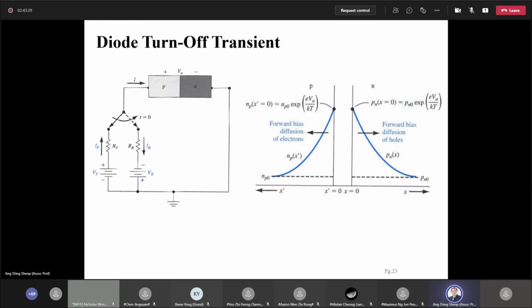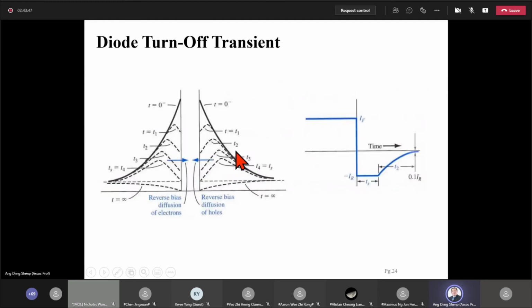So the question here is, does the current immediately drop from a large value to a very small value the moment I toggle the switch from left to right? The answer is no, because of the presence of storage capacitance. So why is that the case? Because of the presence of excess minority carrier charge stored in the quasi-neutral region, even if you toggle the switch trying to reverse bias the PN junction at time t equals 0, the excess minority carrier charge stored cannot disappear immediately.